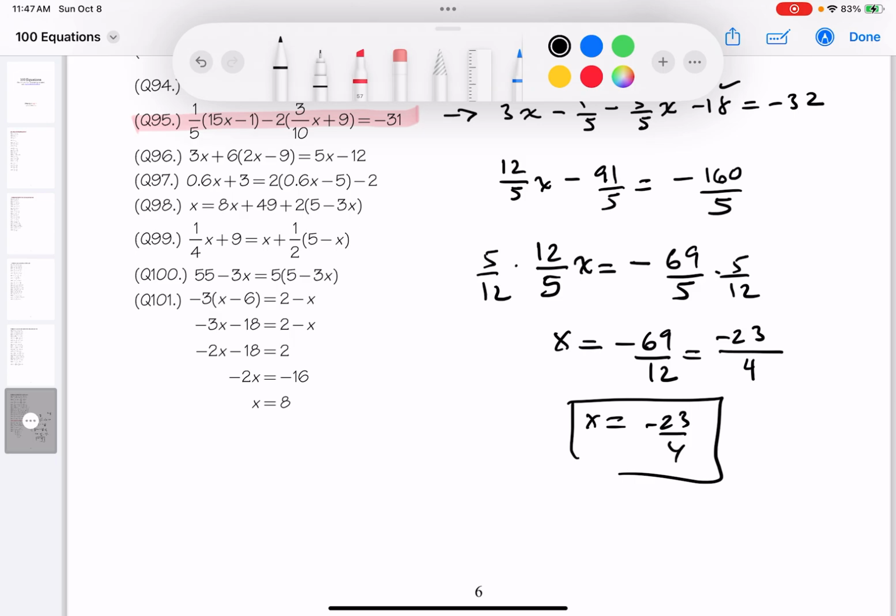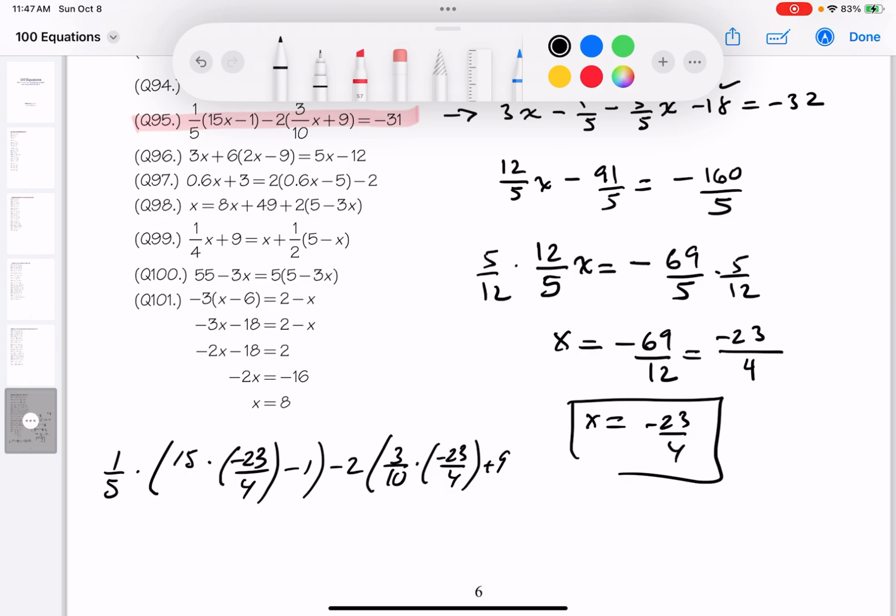Could I be wrong? Of course I could be wrong. We're going to check it. So 1/5. And 15 times that. I'll write that down for you. You may wonder why I'm writing it down. I don't want to do that arithmetic right now. Minus 2. And I got 3/10 times minus 23/4 plus 9. And they said it's equal to minus 31.